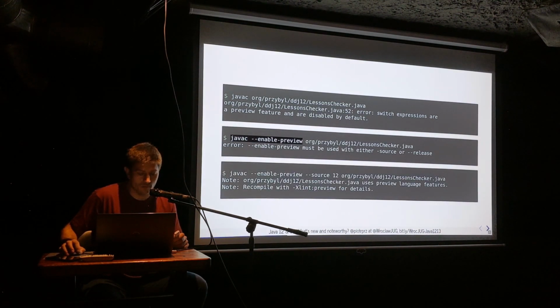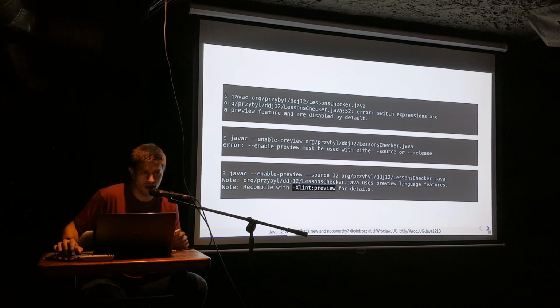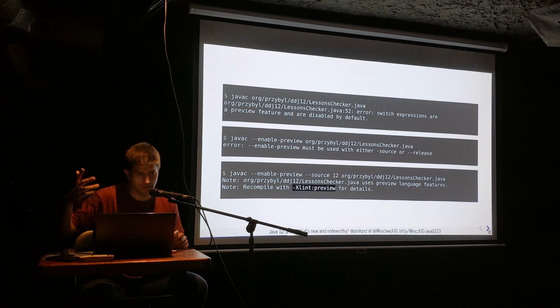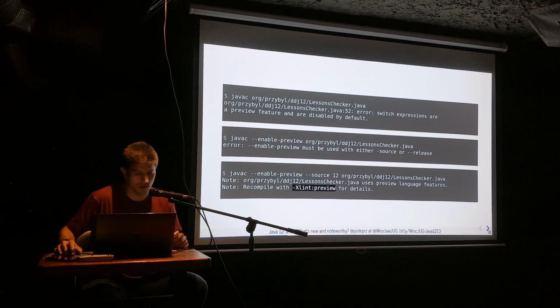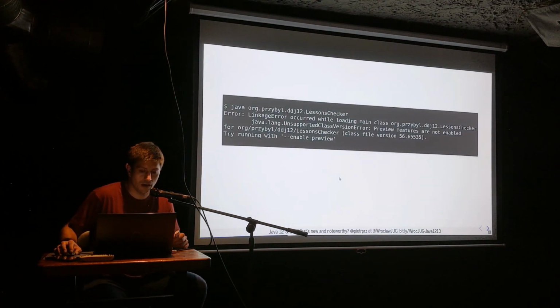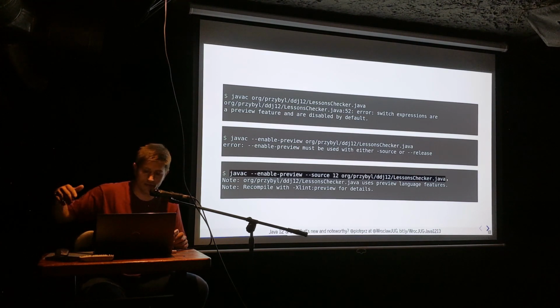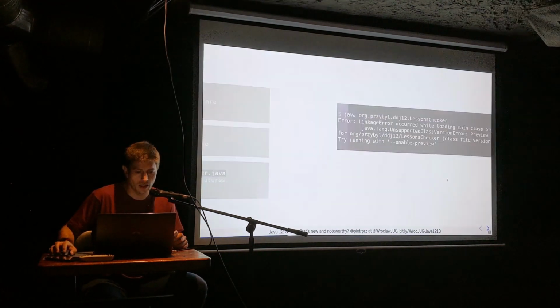And once we compile it with enable preview and source being set, then we get this warning, which cannot be disabled. Of course, you can use this switch to see more output, exactly what's being compiled, why the preview feature, and so on. And provided I have this lessons checker already compiled, like in this previous step, somewhere deep there I have this lessons checker.class file.